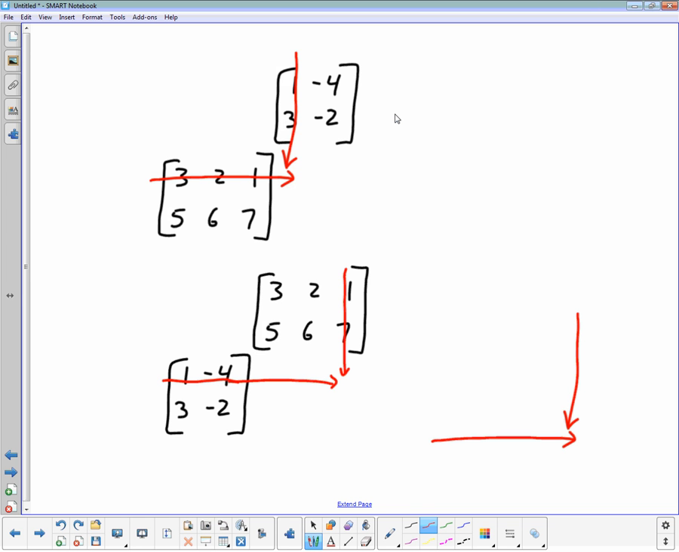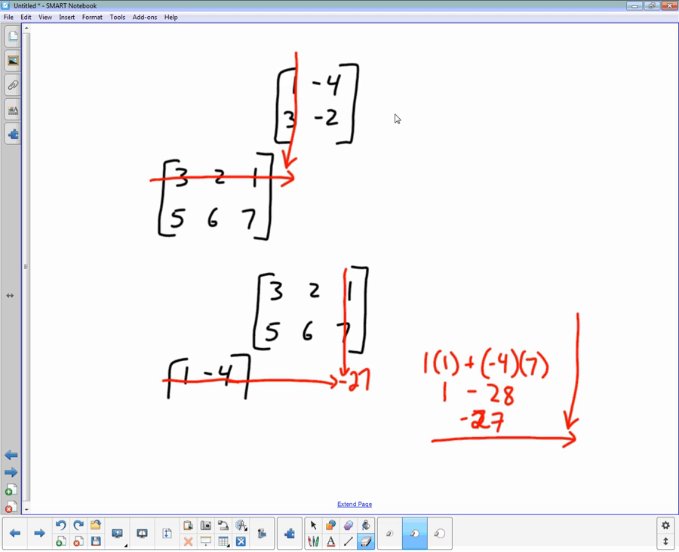So it's a systematic way of finding the product of two matrices, okay? So this element would be 1 times 1 plus negative 4 times 7. So 1 minus 28, negative 27. Would go right there. All right. So we have to be able to find a way to say, hey, how do these work? Now, let's look at this. In fact, would this still fly?